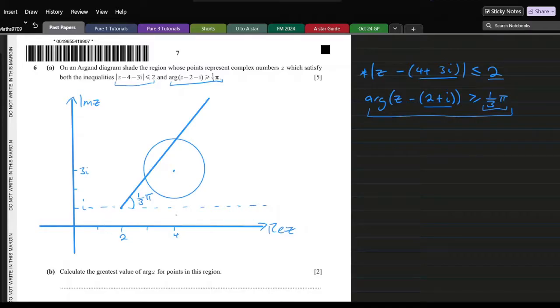Alright, so now that we've drawn the diagrams, we need to figure out the region that they want. So for the circle, they want less than or equal to, so that means they want the region inside of the circle. And for the argument, they want greater than or equal to 1/3 π, so they're looking for the region that's above this blue line. So combining the two inequalities, we want the region inside of the circle, but that's also above this blue line. So that region is this region that we have over here. And that there is our Argand diagram.